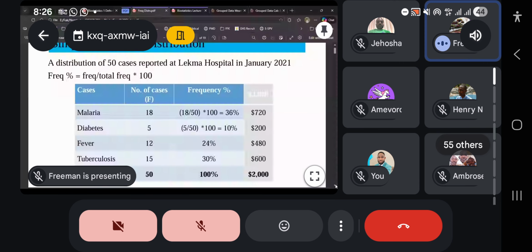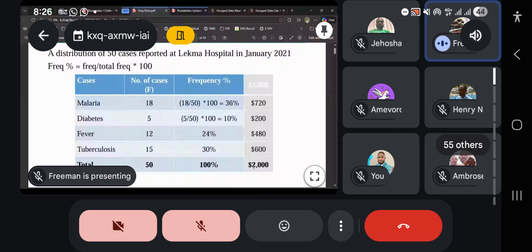So here, I suggest that you have $2,000 and you want to spread or spend it on these 4 diseases. How do you do that? You have your frequency. So this is January 2021. These are the number of cases that were reported. All things being equal, you have to allocate the resources proportionally.